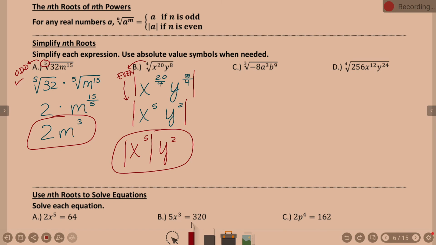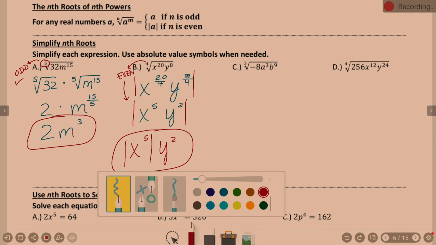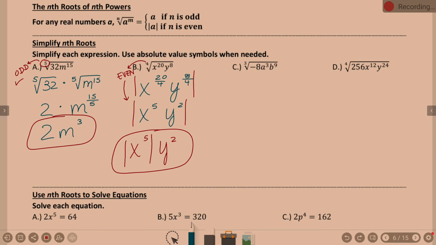Okay, so here's the deal. It was an even root, so I had to consider absolute value. Where did the absolute value have to go on? Basically the odd exponent. The even exponent would make itself positive and we wouldn't have to worry about it. Okay? Questions on that before I move on to C?